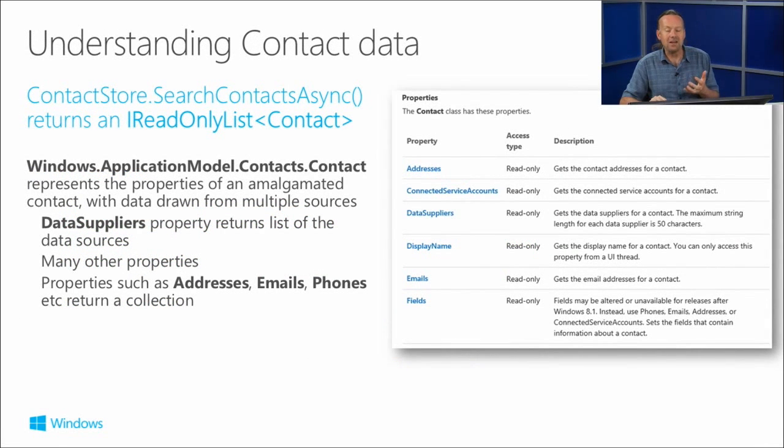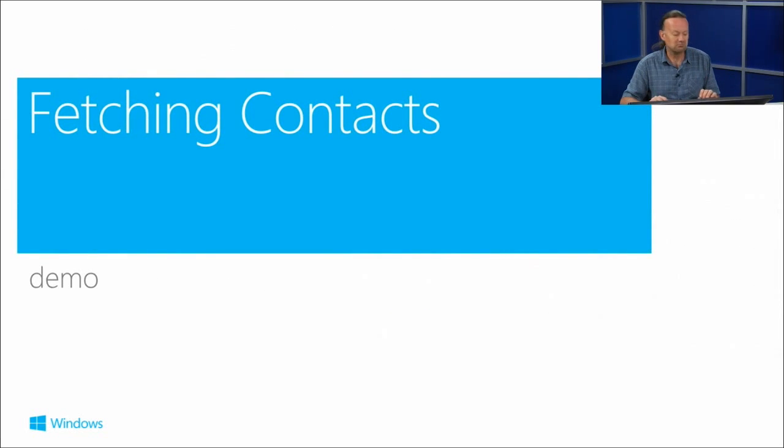Now, what you get back from our search is a collection, a read-only list of Contact. So it's a read-only list. You can't actually change the contact through this. And it has a bunch of properties, loads of them. So you can go and have a look at the documentation. There's a little sample of what you get over there: addresses, connected service accounts, the display name, obviously the emails, and all the various different fields. So you can get lots of information back about the contact.